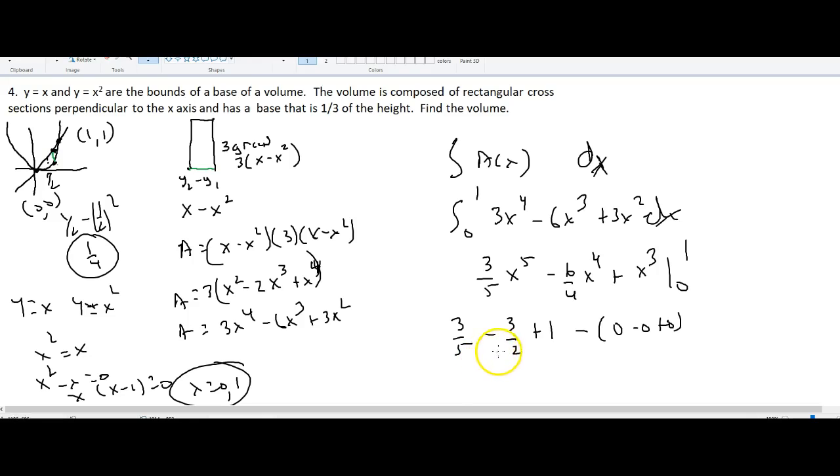And so I end up with a mess on my hands, so let's figure this out in a second here. This is 1, this is -1/2, so this ends up being 3/5 minus 1/2. So that gives me 6 minus 5 over 10, which is 1/10. So the volume, if you make rectangles that are 3 times as high as what the base would be, is equal to 1/10, whatever the units are, cubed.